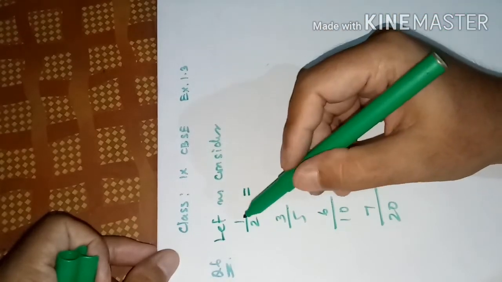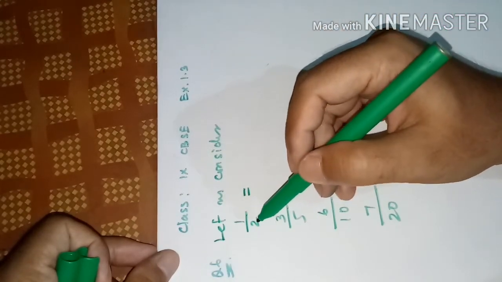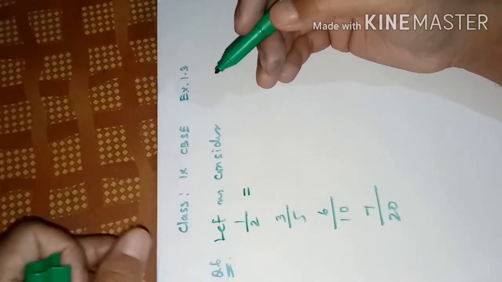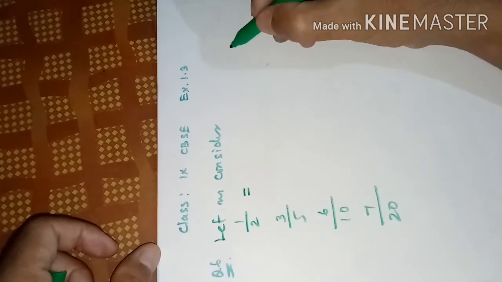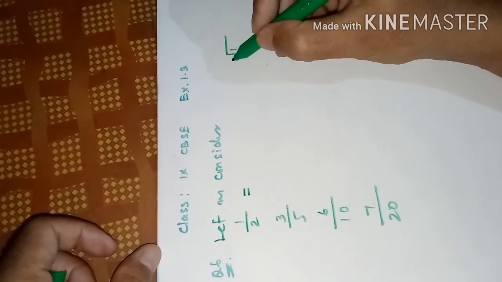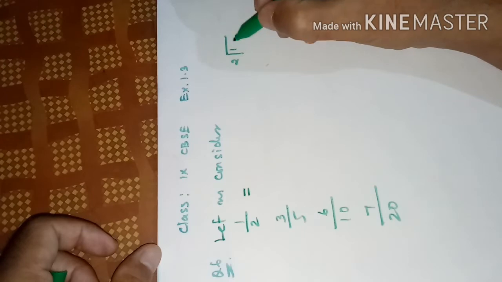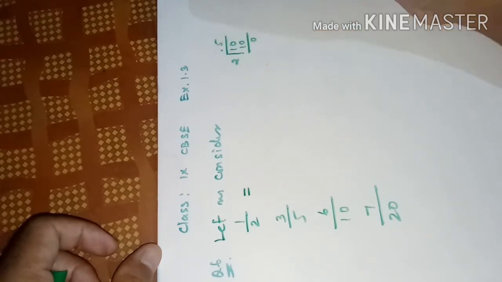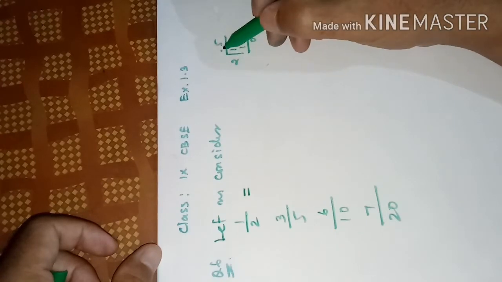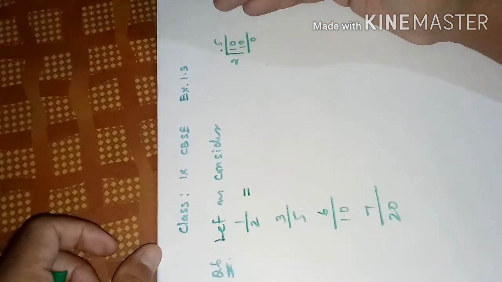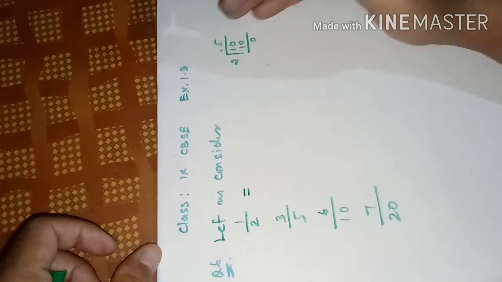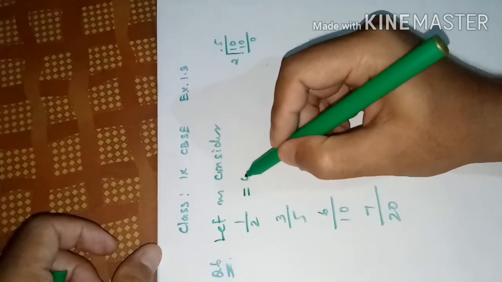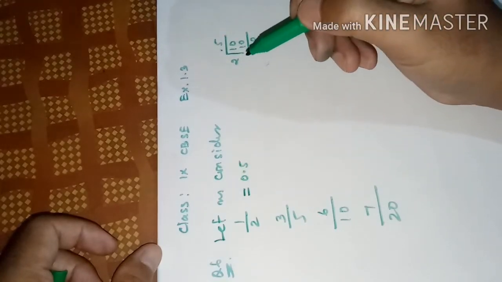So this 1 by 2 is in the form p by q. All are rational numbers, but I want to see whether they will be terminating or not. When I divide 1 by 2, 1 cannot be divided by 2, so we put the point, and 2 fives are 10, remainder 0. The division ends here itself because the remainder is 0 now. That means our answer is 0.5, so it is terminating.